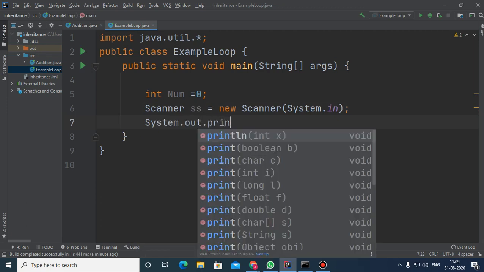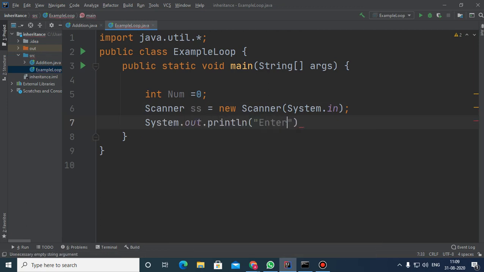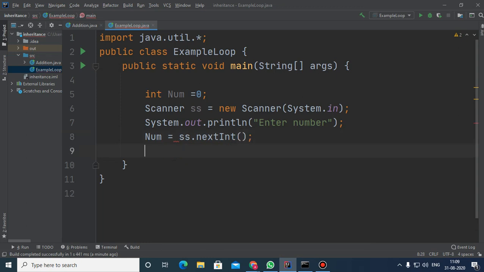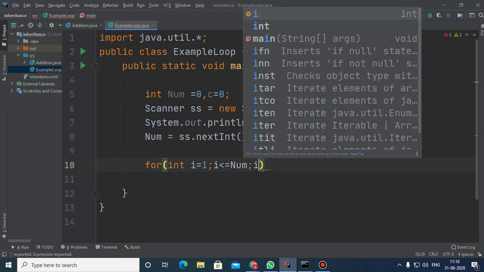and here, enter number, and that is num. Now what we need to do is count the factors. That's why we have taken one more variable, and now you start this loop from 1 and it will go up to num, I plus plus.